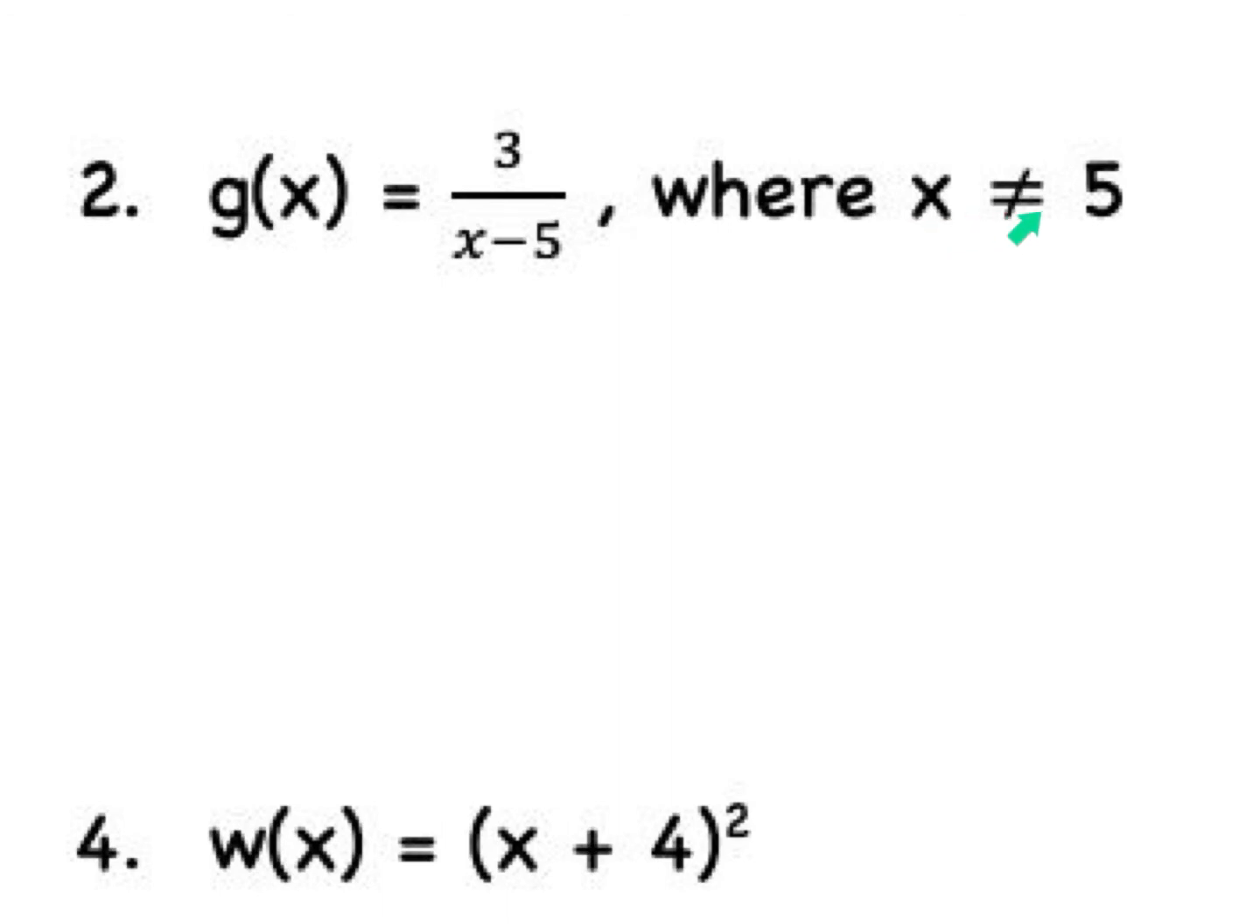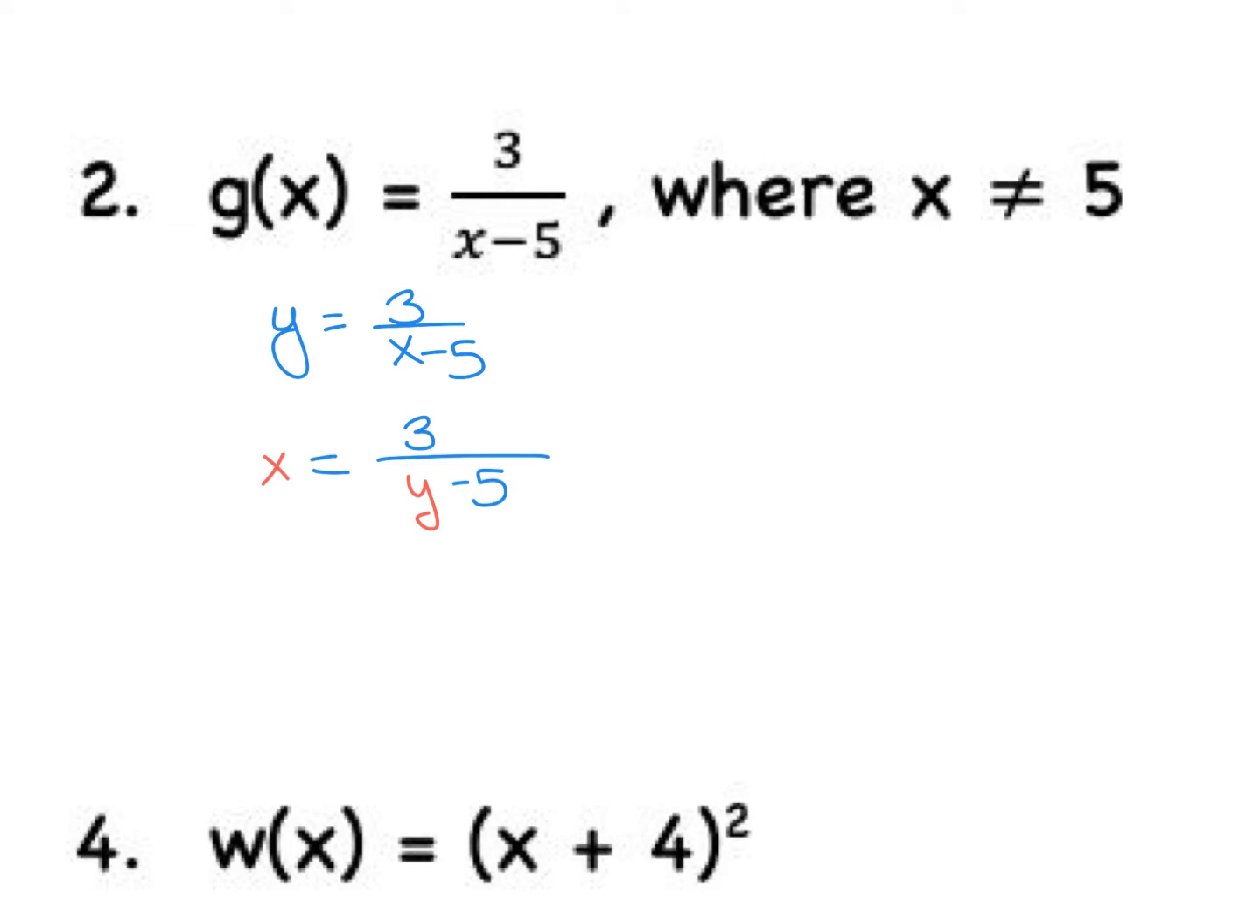Notice that my domain is already restricted. It says where x cannot be 5, because if it were, I would have a divide by 0 error. All right, so I'm going to begin by just replacing this with y equals 3 over x minus 5. Now I'm going to flip-flop my x and my y. So I have x equals 3 over y minus 5. And now I'm going to solve for y.